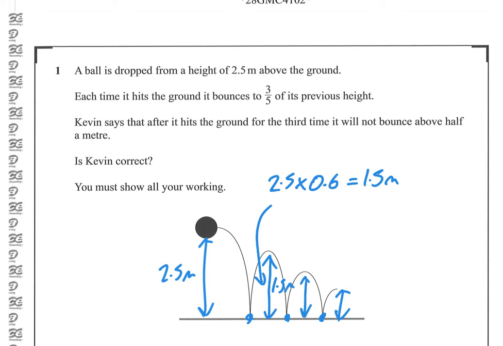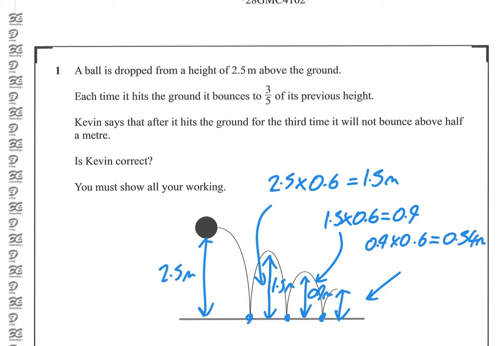To get this next height over here, you're going to have to do 1.5 times 0.6, and 1.5 times 0.6 gives you 0.9. So it's 0.9 metres for this bit. And to get our last height, the one that we need, you do 0.9 times 0.6, and 0.9 times 0.6 is 0.54 metres.